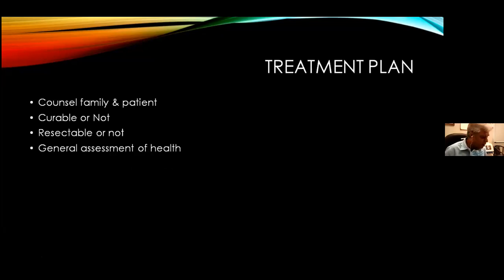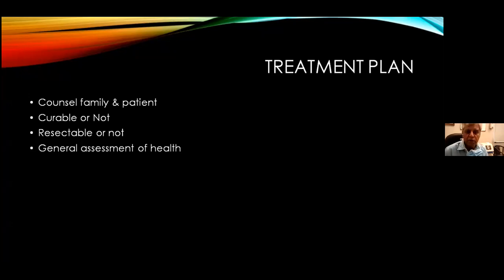Okay, so obviously planning the treatment, as in oral cavity, you consult the family about the diagnosis, and the patient is also important, whether you want to tell them about curable or not, and if it is curable, then you want to give them a management plan. Sometimes it could be curable, but it may not be resectable. That means you cannot operate because of the poor condition of the patient. Patient may have a severe cardiac history, or the patient is, say, a 90-year-old who says, I don't want to go and do a major surgery. So general assessment of the health is important.